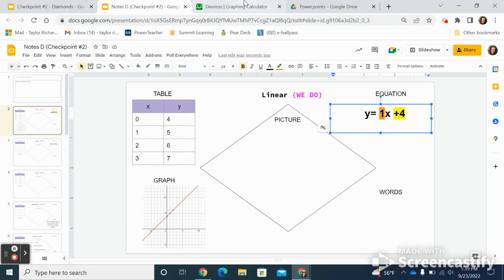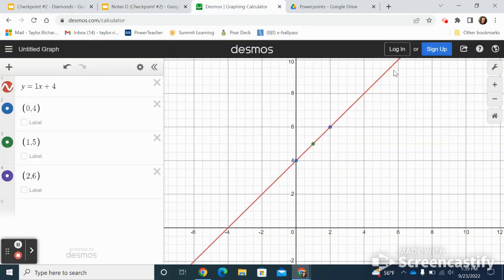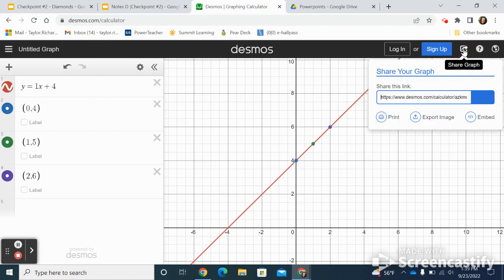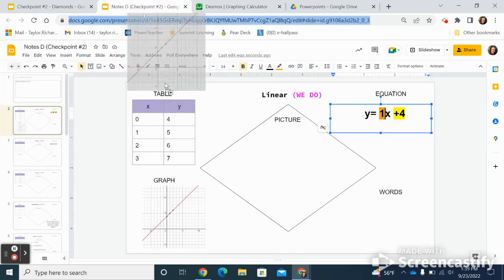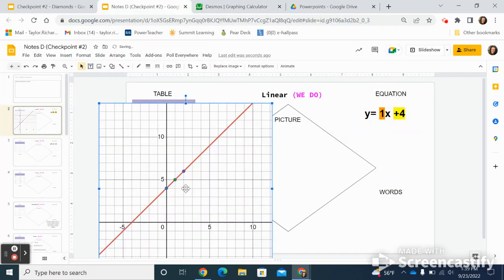So let me show you again, or you could rewind it if you want to rewatch it. But I just followed the arrows. Here's my first arrow, the top right. My second arrow for export. And then I just clicked and dragged it over to my diamond and put it down.